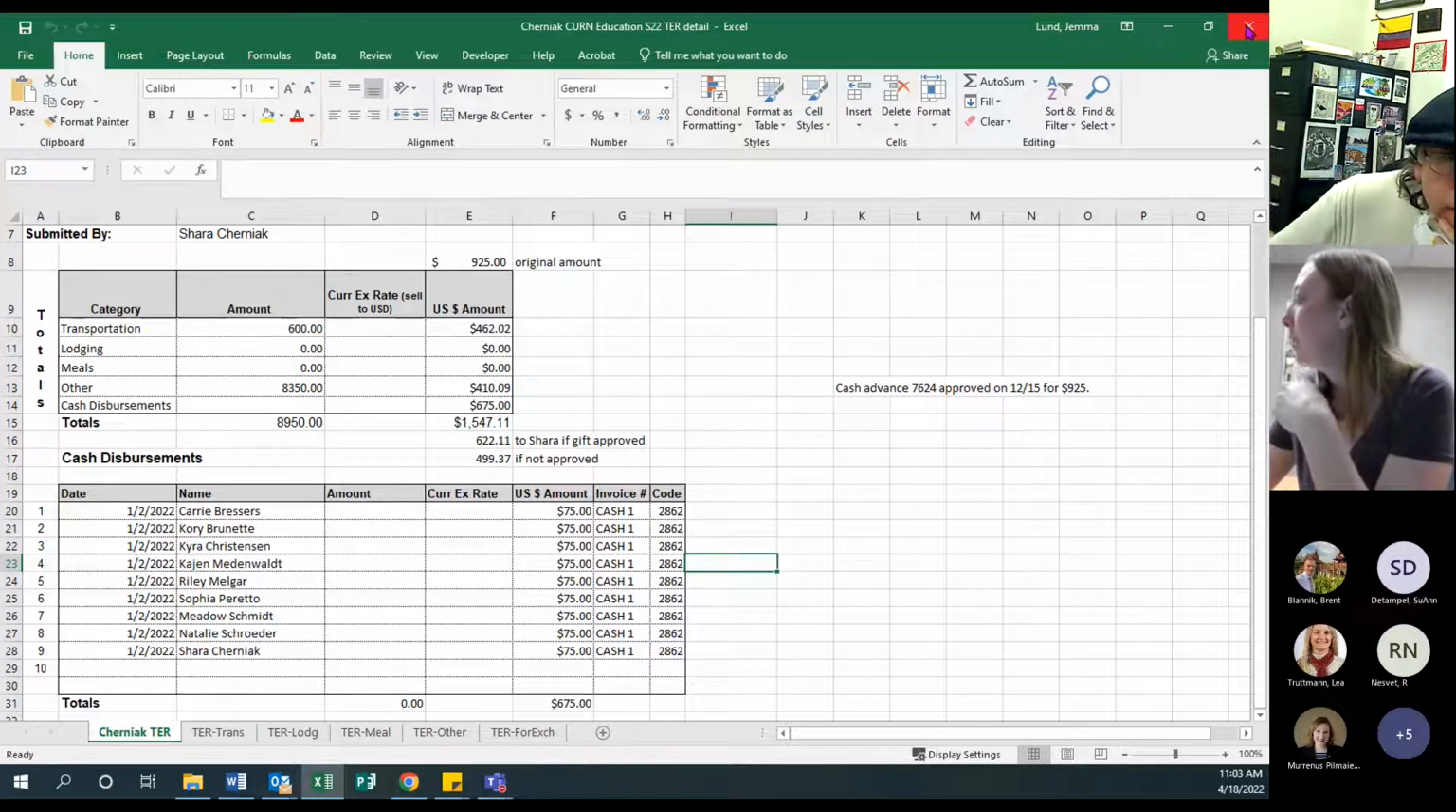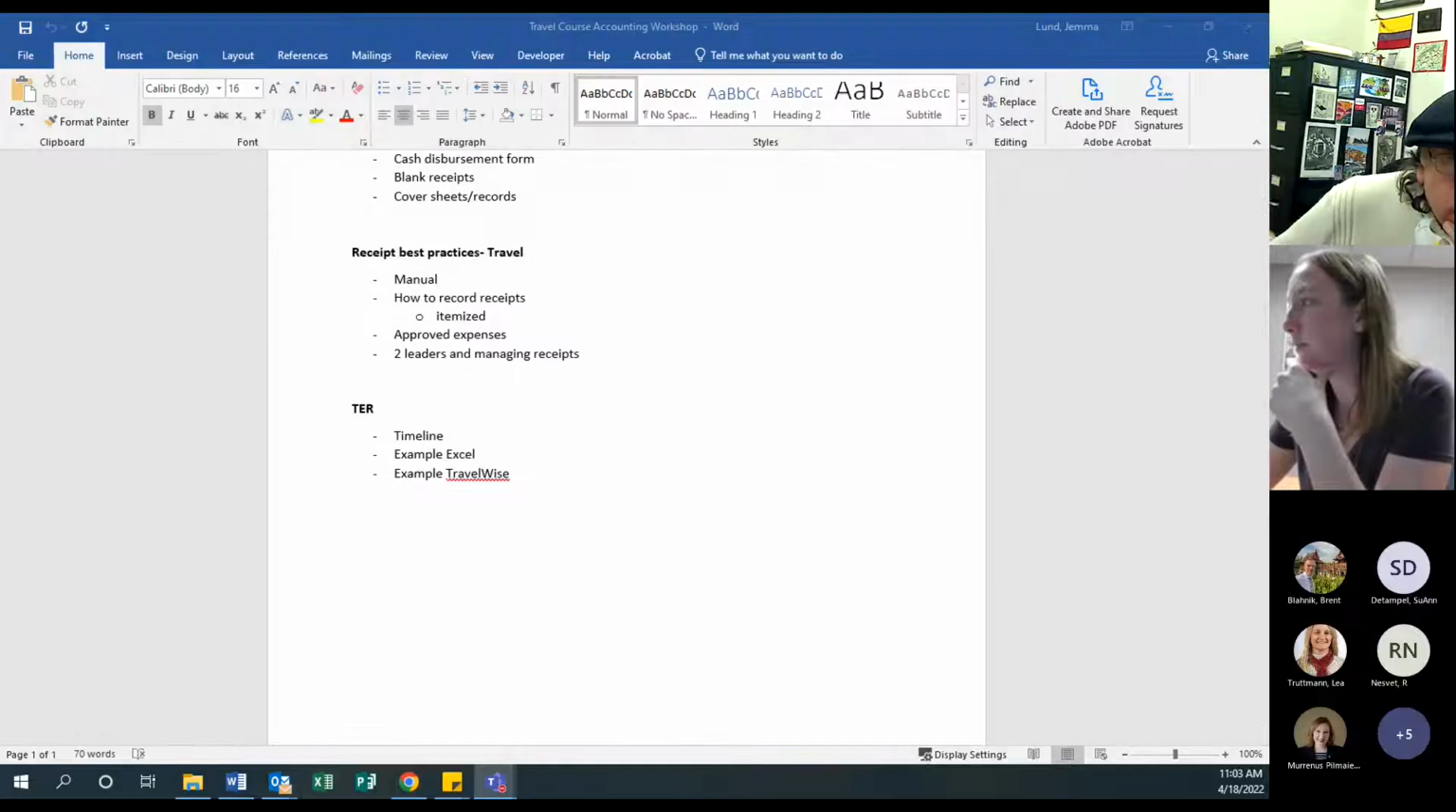Again, if you are underspending the advance, totally fine. We would just need that amount back to the OIE. And if you're overspending the advance, if it's for travel course purposes and there's money in the budget, we can reimburse you for some of those maybe unexpected expenses. Okay.